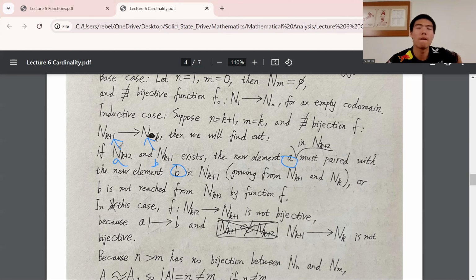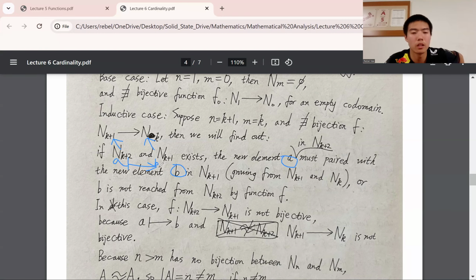And in this case, let's say A must go from A to B. If A does not reach B from N_{k+2}, then in this case F is not bijective, because if A doesn't reach B, then B remains.